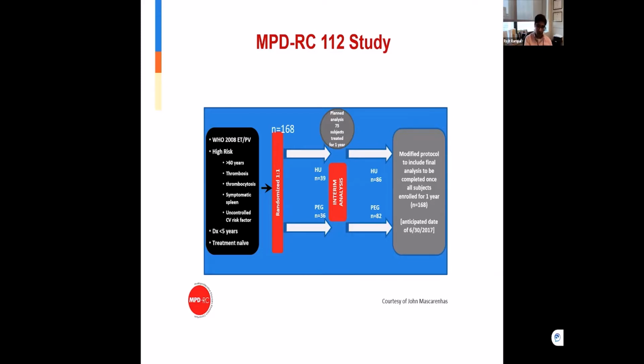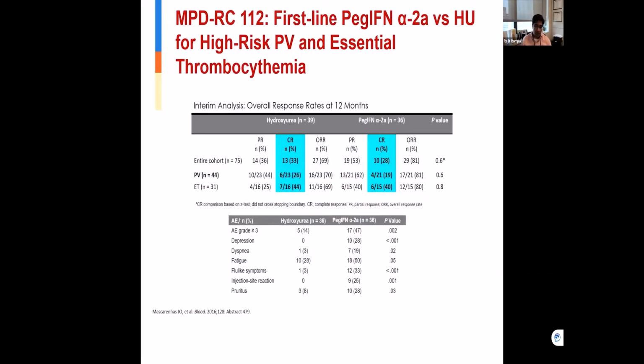And this was the readout at 1 year, which demonstrated that if you look at the response, and the response here is measured by the bone marrow and in the blood, the complete response rate in people who got hydroxyurea was 33%, and those who got interferon was 28%. It was not statistically significantly different. The same is true if you look in the PV cohort specifically, 26% with hydroxyurea and 19% with interferon. So there wasn't really a statistical difference between treating patients with Pegasus or hydroxyurea at 12 months. And that's the big caveat here. This is data at 12 months. So that data says, well, you could use either drug.